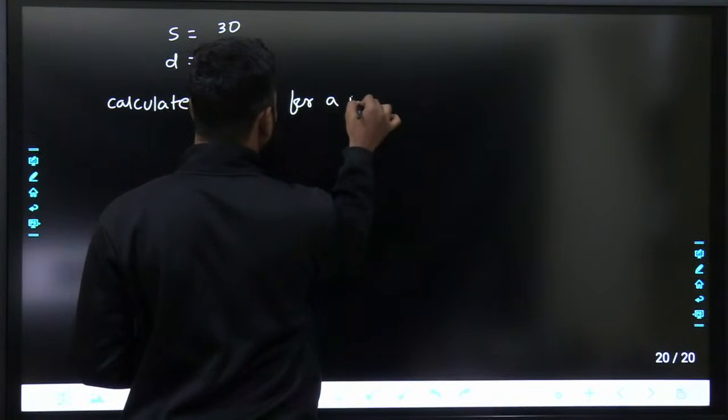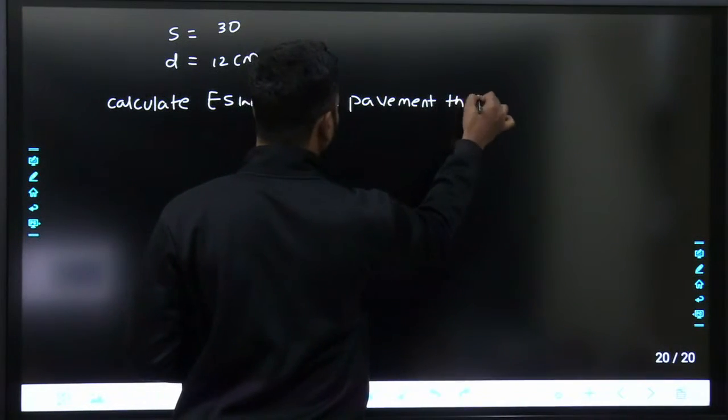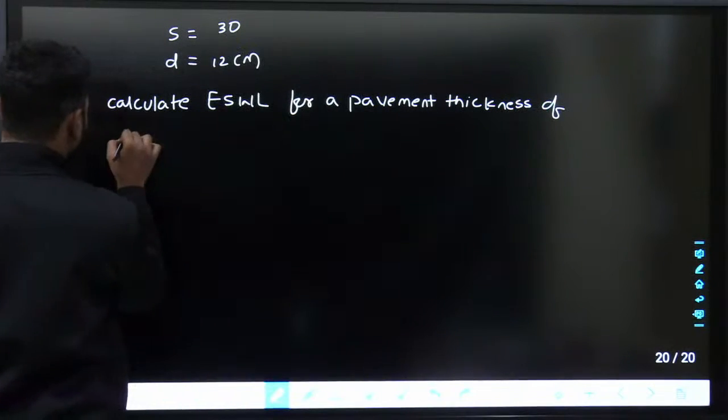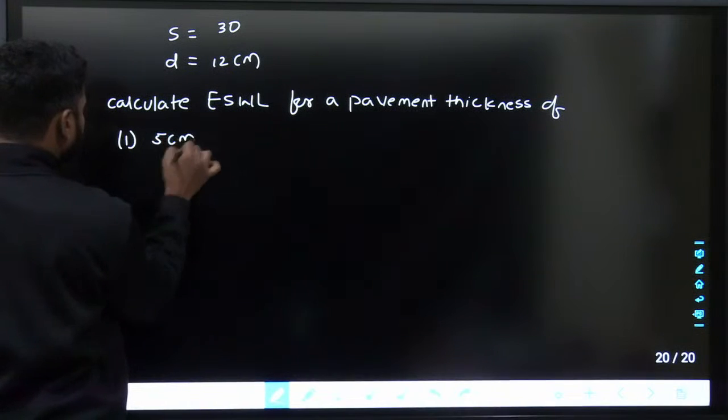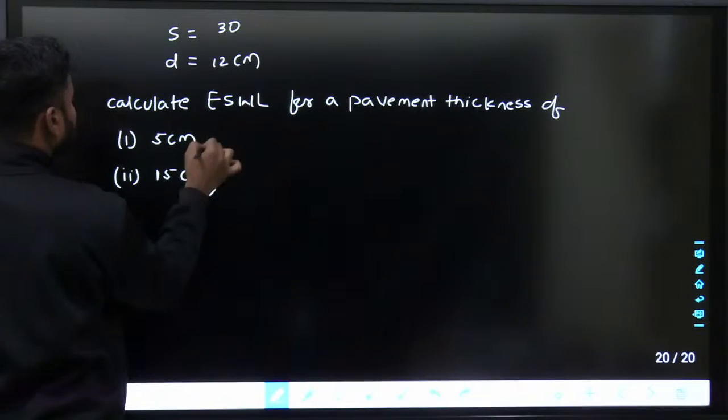For a pavement thickness of, the first one is 5 centimeters, the second one is 15 centimeters. Please calculate it.